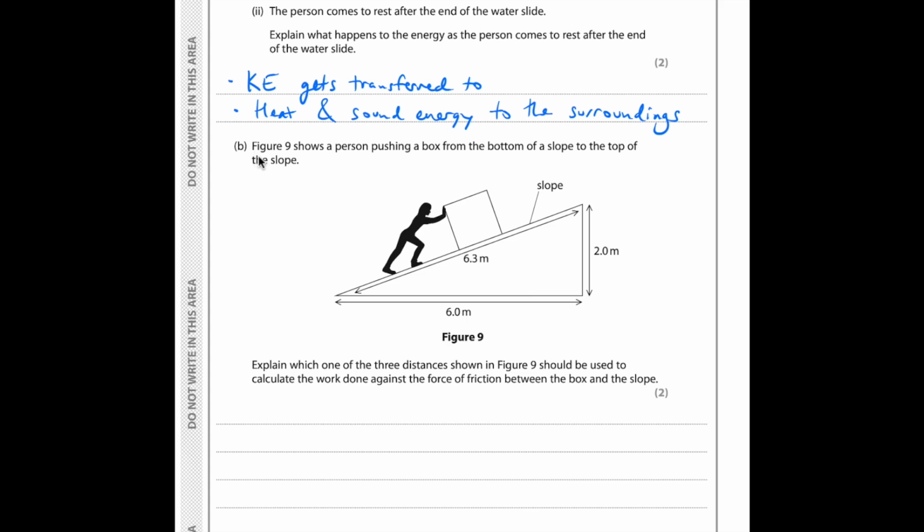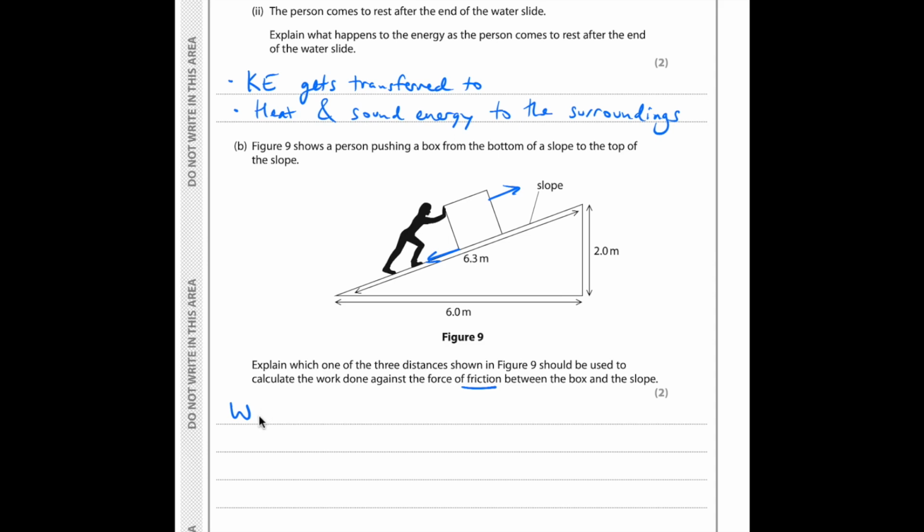Part B. Figure 9 shows a person pushing a box from the bottom of a slope to the top of the slope. Explain which one of the three distances shown in Figure 9 should be used to calculate the work done against the force of friction between the box and the slope. Right, so the person is pushing it that way, which means that friction will be acting in that way.